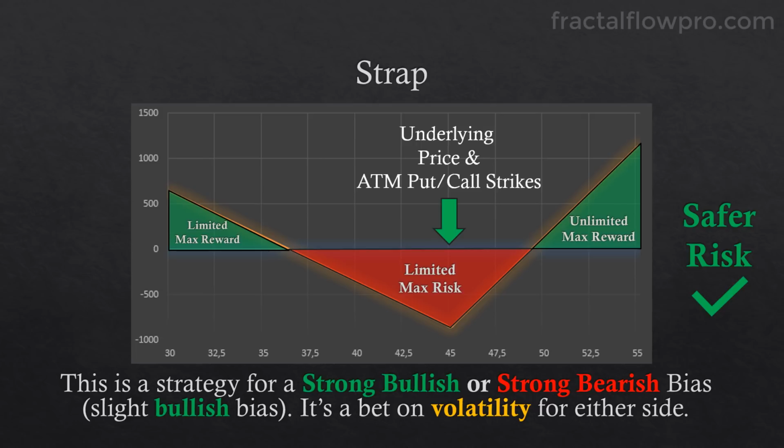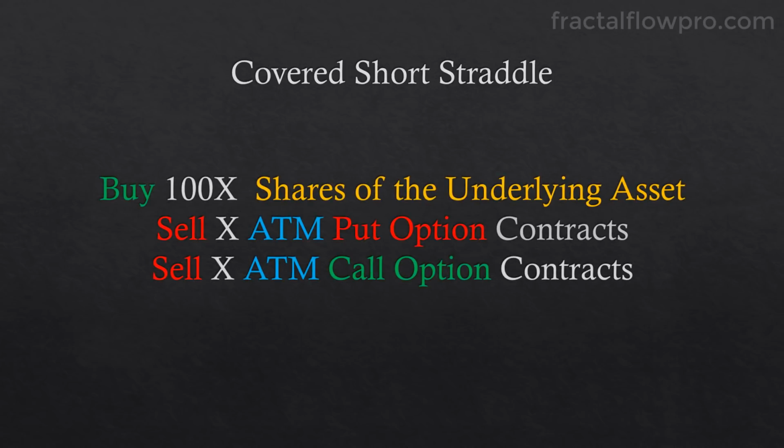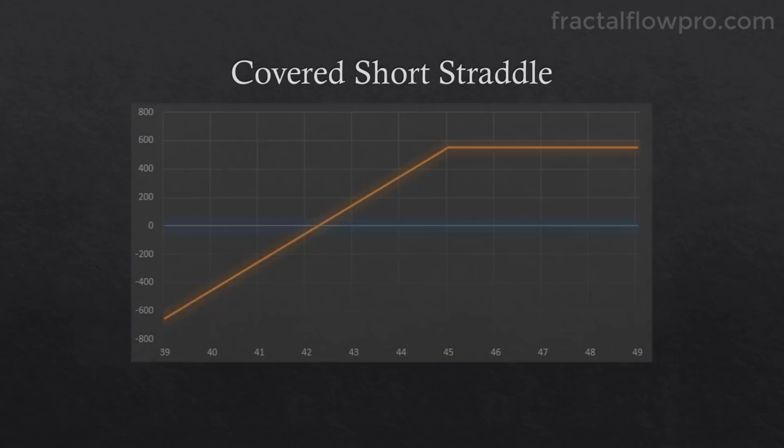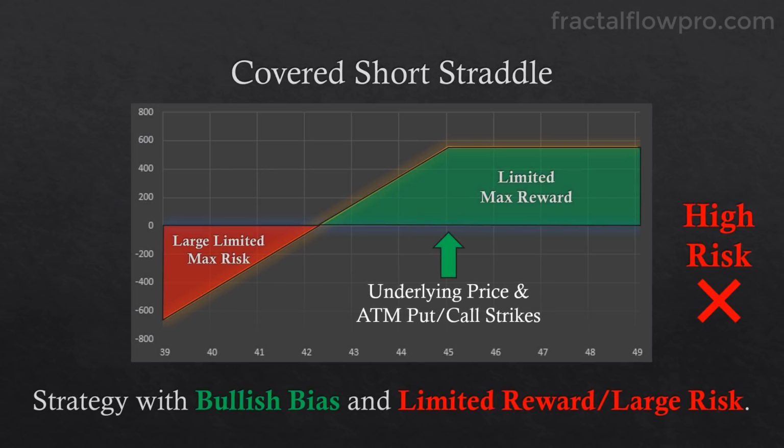The cover short straddle strategy involves buying 100x number of shares of the underlying asset, selling an X number of at-the-money put option contracts, and selling an X number of at-the-money call option contracts. This works like a short straddle, but with the exception that one of the sides provides a fixed positive payoff due to the purchase of the underlying shares.